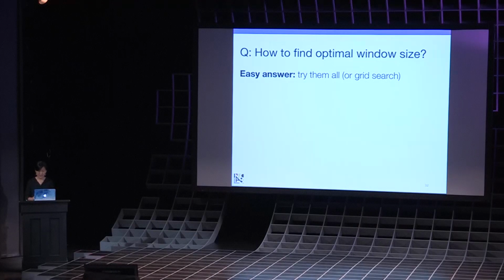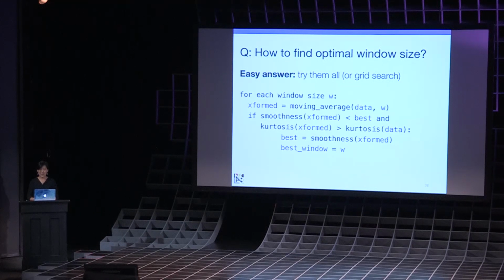Okay, so far we've gone over the problem statement, but I haven't talked about how exactly to find the window size I want to use for my smoothing. Well, the easy answer is just to use grid search and try them all, right? For each possible window size, I transform my time series, check whether the transformed one is smoother than my current best one and whether it preserves the kurtosis. After enumerating all possible options, I report the best one.